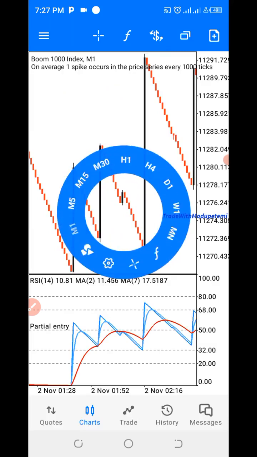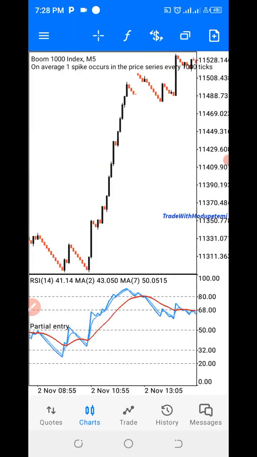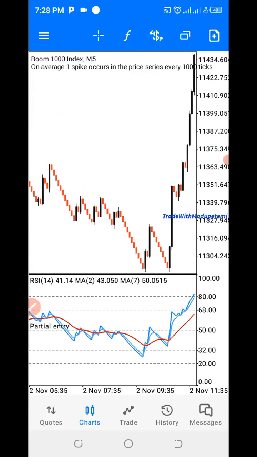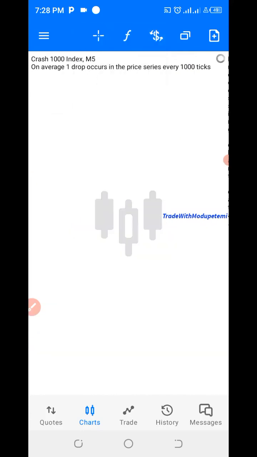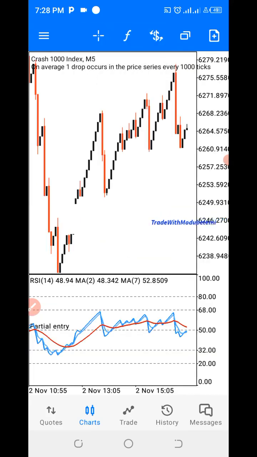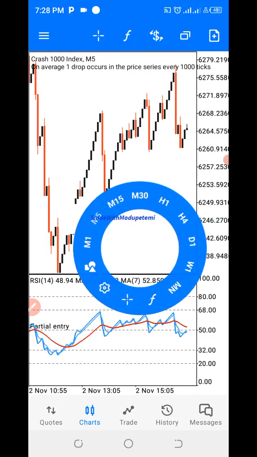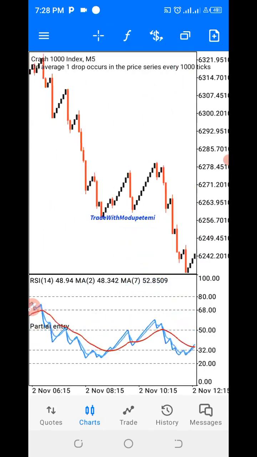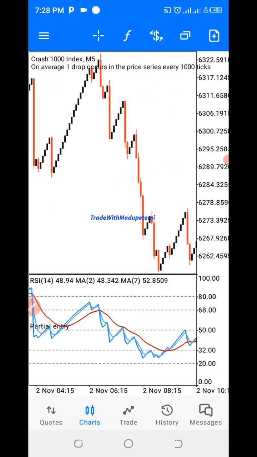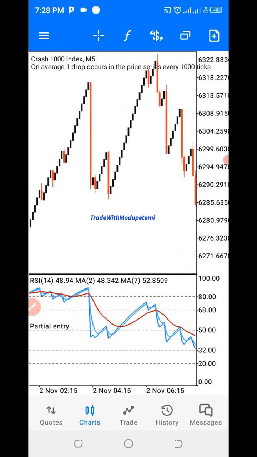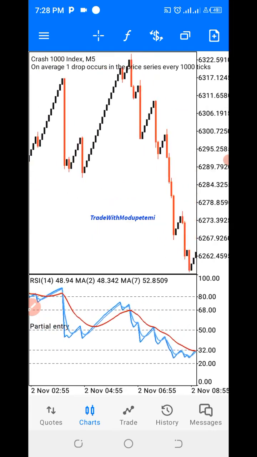Right, so for Crash 1000 now, remember, we're going to be taking the reversal side of this strategy. We're taking the reversal side of it. That means we'll be taking the M in the market now. So for us to take the M, you can see that this is a perfect example here.